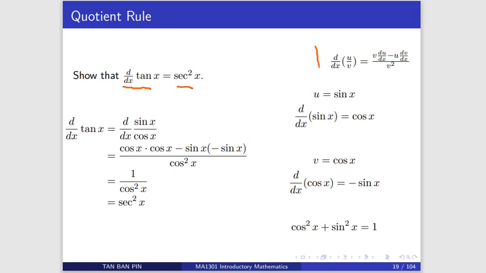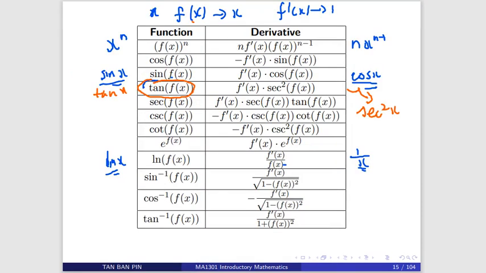We'll use the quotient rule to show it. And we know that tangent is sine x over cosine x. To differentiate tangent x is to differentiate sine x over cosine x. So that means the numerator u is the sine function. Differentiating sine gives cosine. The denominator is v. Differentiating cosine x gives minus sine x. All these formulas can be found in slide 15.